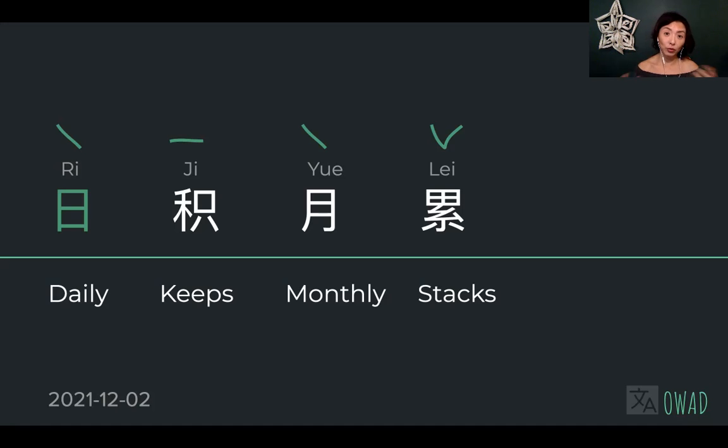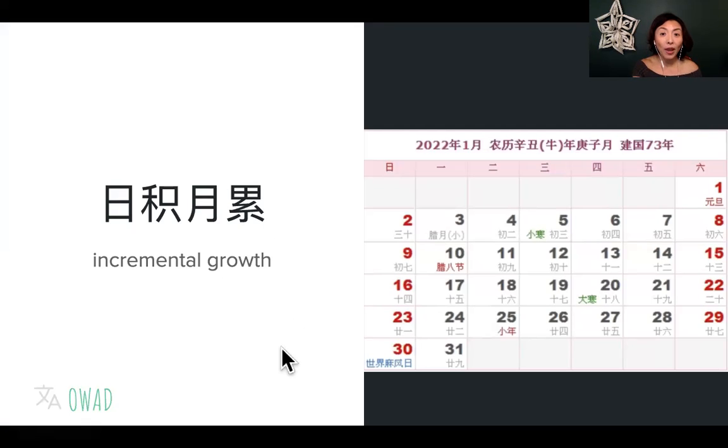And then plus the time frequency over there, right? So we repeat the same idea. The first two, 日积 and 月累, actually are talking about the same thing. So frequency plus accumulating together simply means accumulating, right? So I call it incremental growth or accumulating. That's the similar English concept.